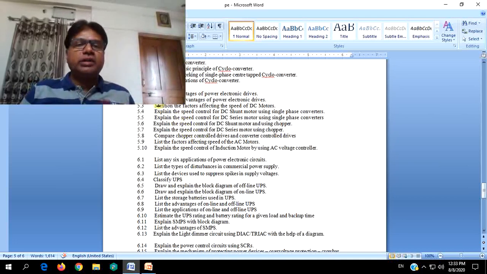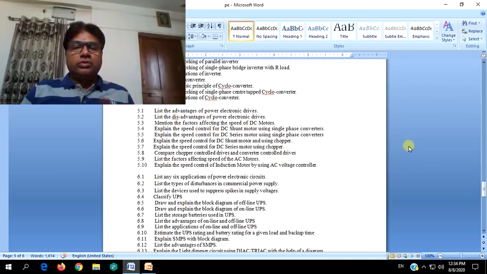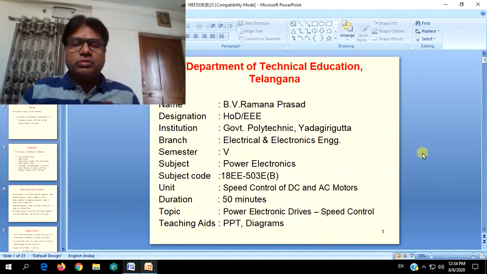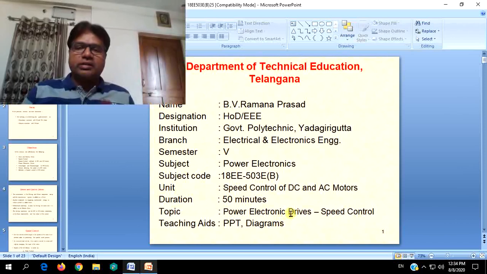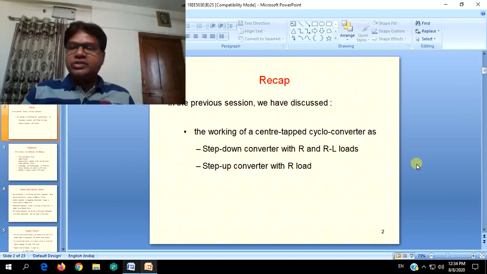And in this session particularly, we are going to discuss the advantages of power electronic drives and disadvantages also, mention the factors affecting the speed of DC motors, and explain the speed control for DC shunt motor using single phase converters. And one by one we will be taking up the other speed control aspects of other motors in the upcoming sessions. So that is to start with today's session. In this we are going to discuss the basics of power electronic drives and the speed control aspects, and also we will see how the speed is controlled in the case of DC shunt motors.